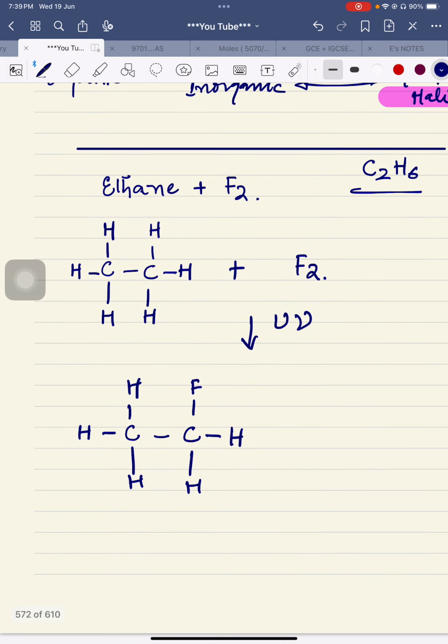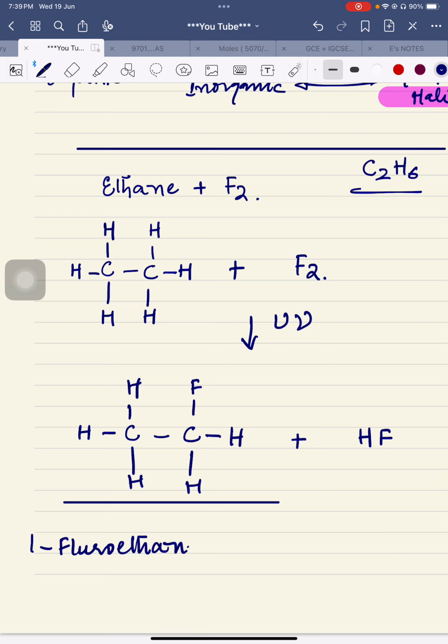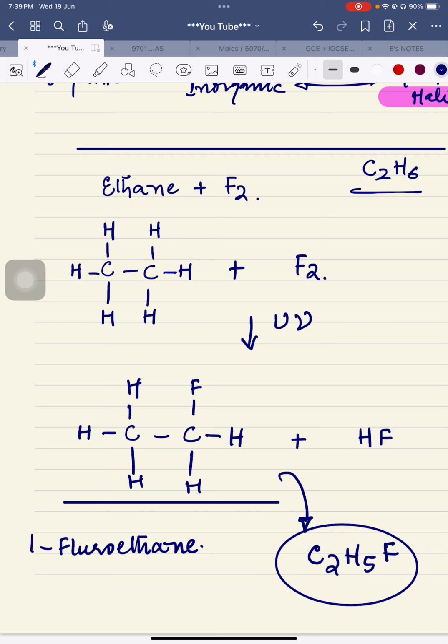Along with this, what is the other product? It is HF. So what is the name of this product? Let me write down the name. This product is called 1-fluoroethane. What is the molecular formula? C2H5F. 1-fluoroethane. Now I'm changing the board.